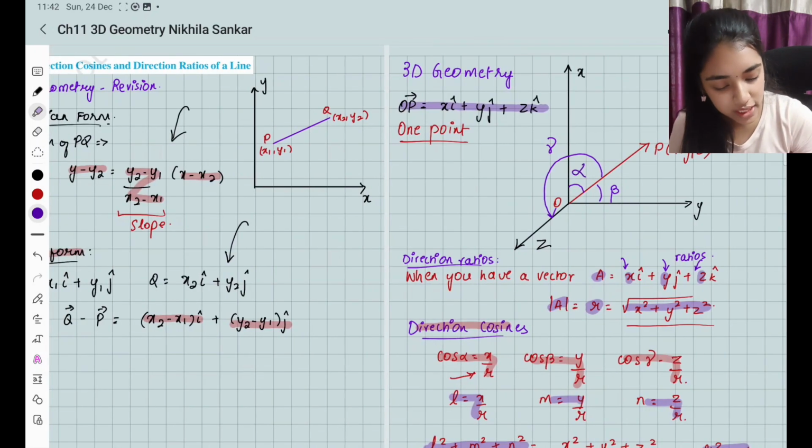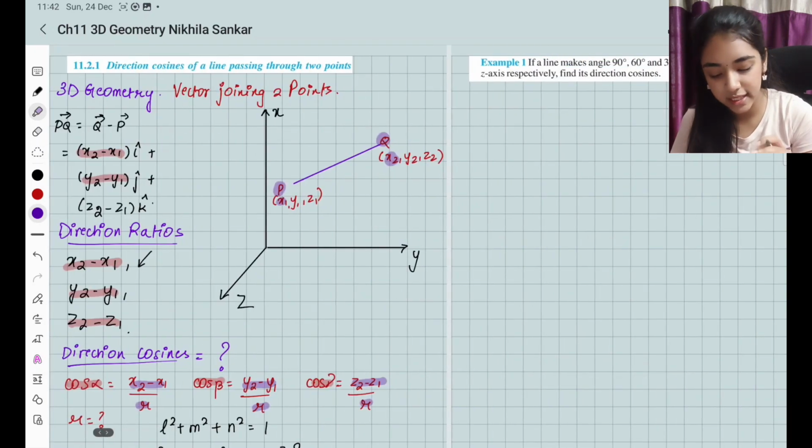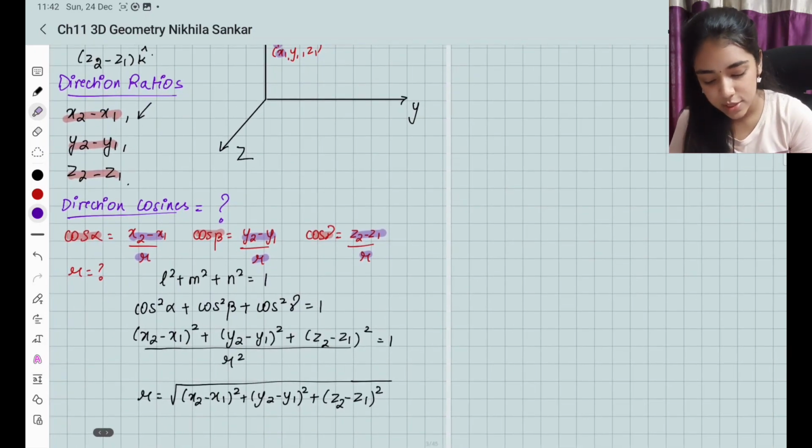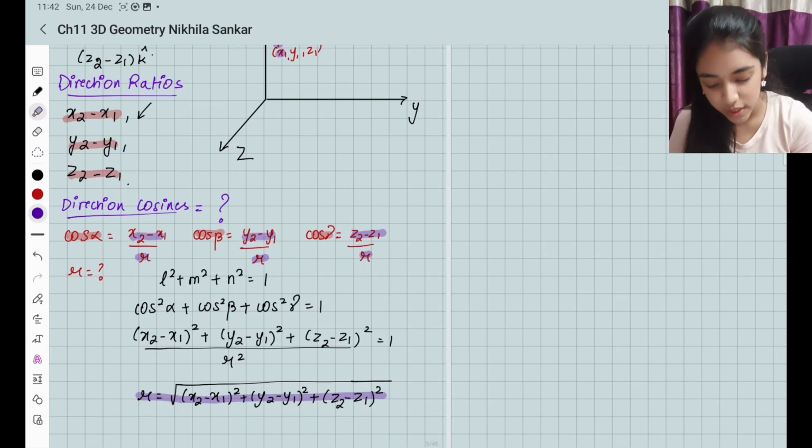Okay, so இங்க ஒரே ஒரு பாயிண்ட் இருந்ததுனால what did you write, you wrote it to be square root of x square plus y square plus z square. So இதே இந்த இடத்துல ரெண்டு பாயிண்ட் இருக்குன்னா my r is going to be this particular term. So r equals square root of x2 minus x1 the whole square, y2 minus y1 the whole square, z2 minus z1 the whole square. புரிஞ்சுதா? So இந்த இடத்துலயுமே l square plus m square plus n square equals 1. This is the proof. I've written the proof. r எப்படி வந்ததுன்னு proof எழுதிருக்கேன், but this is going to be your r.